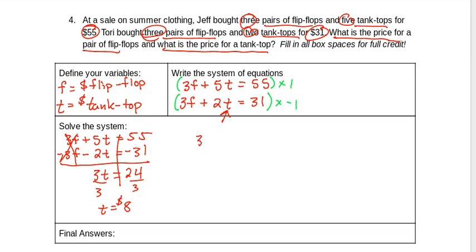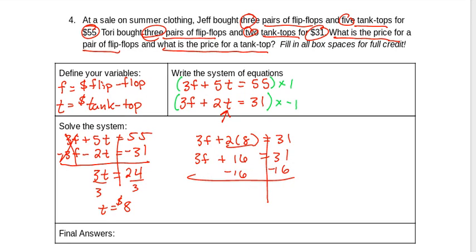So I'm going to plug my 8 in for that T right there. So I'd have 3F plus 2 times 8 equals 31. Go ahead and multiply that out and solve our 2-step equation. Divide by 3. And the flip-flops are costing them $5.